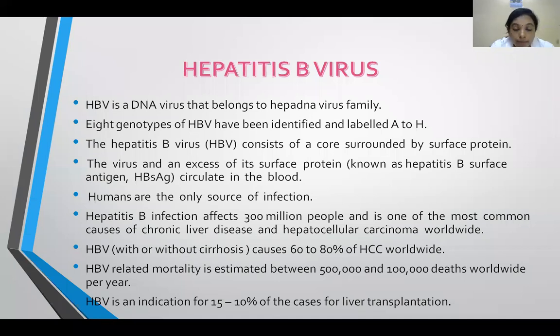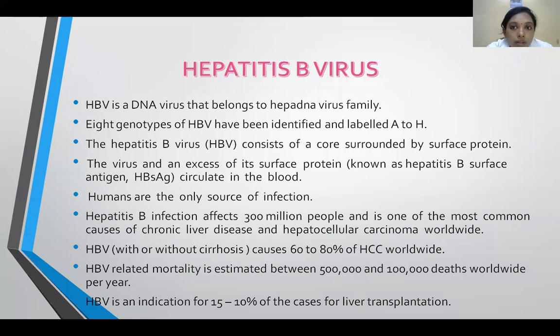I'll be discussing the structure of the virus, so you'll have a picture of it, an idea. Humans are the only source of infection. Hepatitis B infection affects 300 million people, and it is one of the most common causes of chronic liver disease and hepatocellular carcinoma worldwide. This is the course of the liver disease.